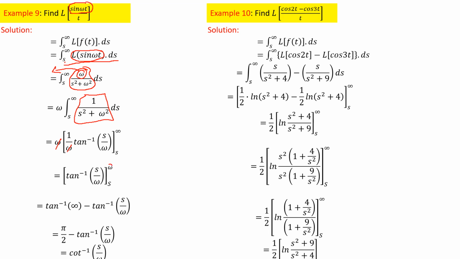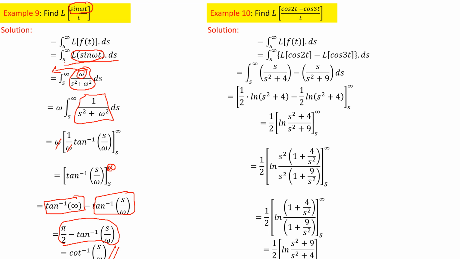By replacing upper limit infinity, we have tan inverse of infinity. By replacing the lower limit s, we have tan inverse of s over omega. So this is going to be pi by 2 minus tan inverse of s over omega, or I can say this is equal to cot inverse of s by omega.